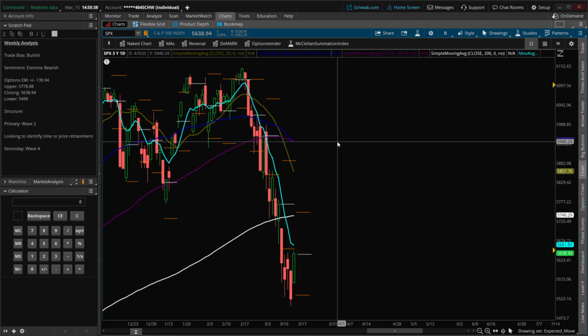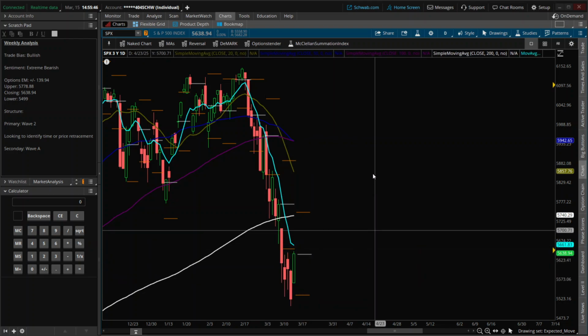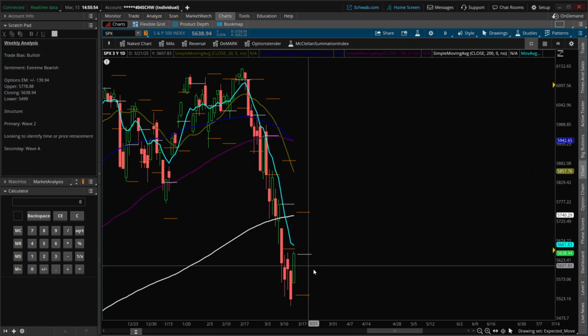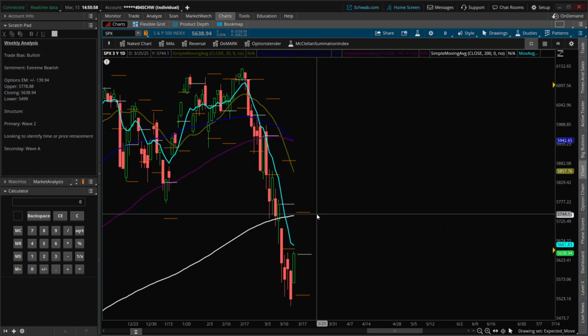All right. So our trading bias is to the bullish upside. We're looking at all of this stuff that I'm talking about being wave 2. And in our lower degree, we're simply working on an ABC into a wave A. Okay, that's what I have for you this week.